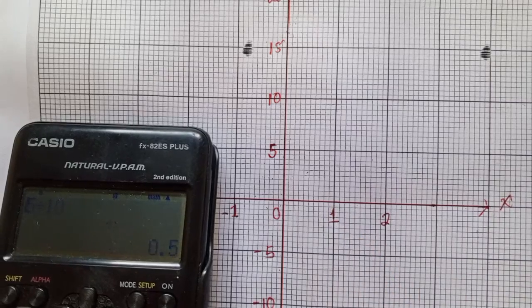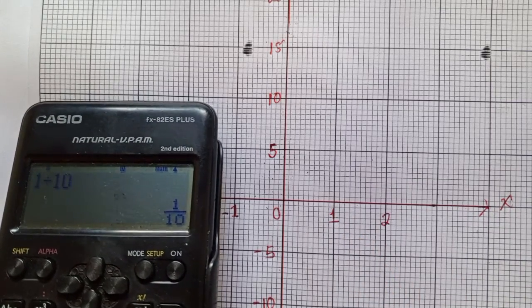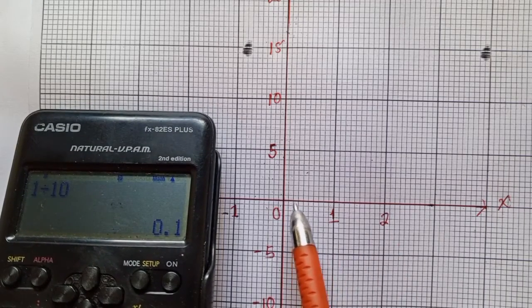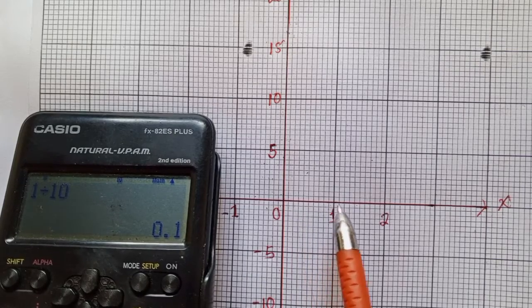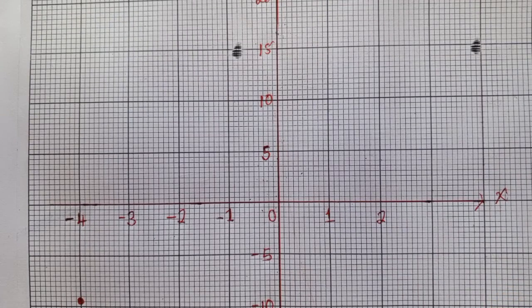Even here, if you want, you can say 1 divided by 10. So each line here means 0.1. 0.1, 0.2, 0.3, 0.4, 0.5, 0.6, 0.7, 0.8, 0.9, 1. Just like that. So you now know what each small line means.